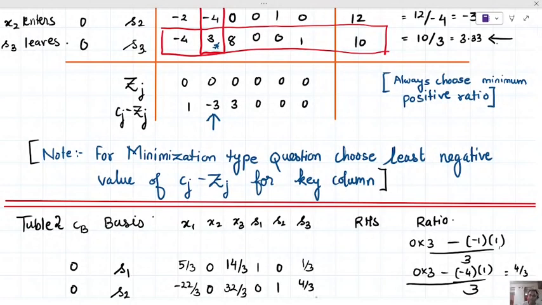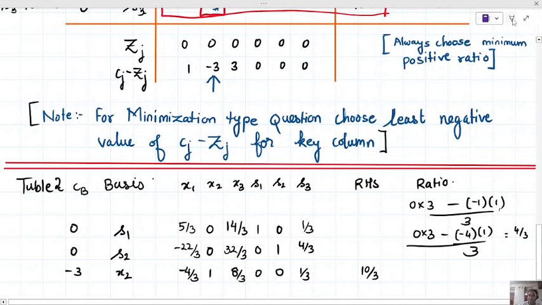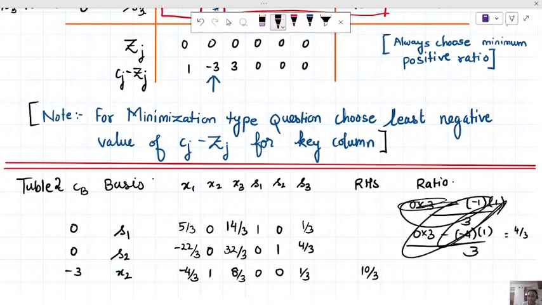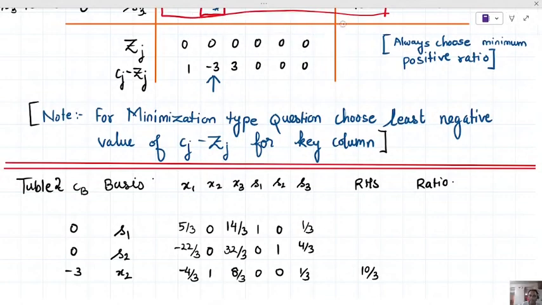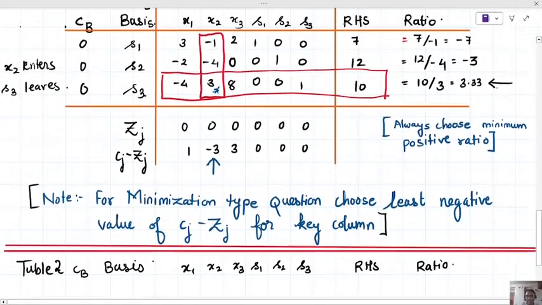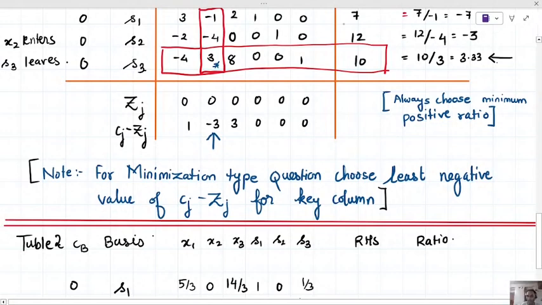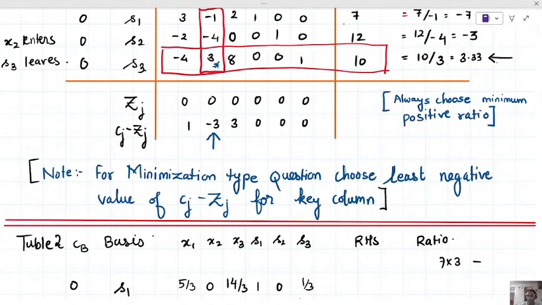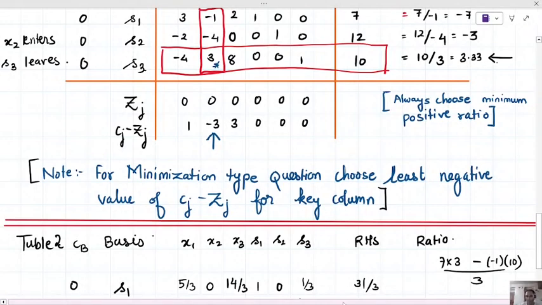Now what about the RHS? RHS also we will have to calculate. Okay, so let us calculate RHS. For 7, 7 3s are 21. 7 into 3 minus 1 into 10 divided by 3. So how much is it going to be? Plus 10, 21 plus 10, 31 by 3. 31 by 3, that is what I get.